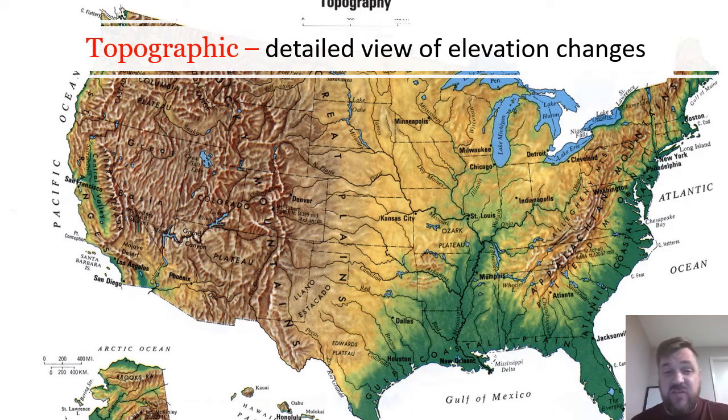Topographic maps. These are similar to physical maps, but they are a more detailed view of elevation changes. So instead of just a big blob over here where you have the Rocky Mountains, you can actually see the crest of the mountains, and you can tell more where the valleys are, so the spots in between the mountains, and even down into this region here, you can see that as well.